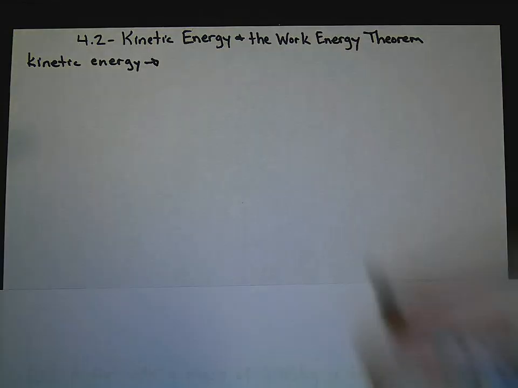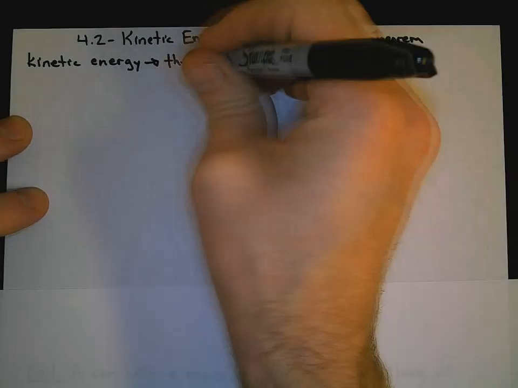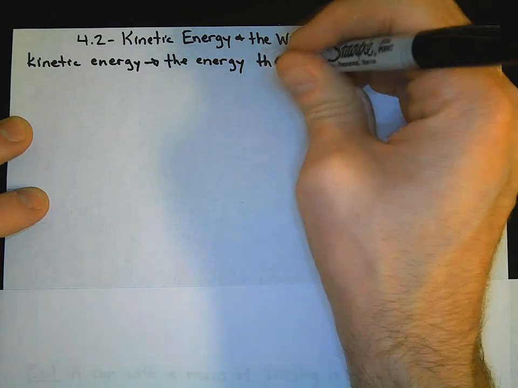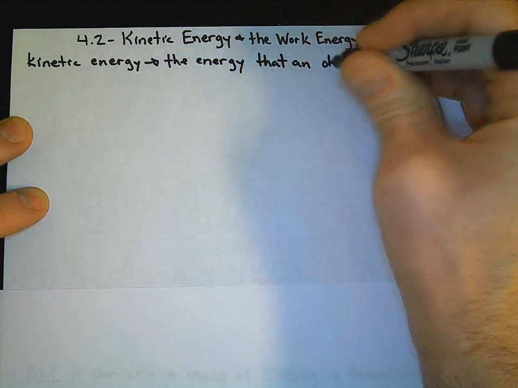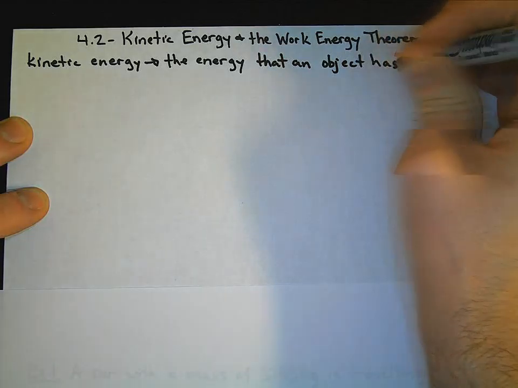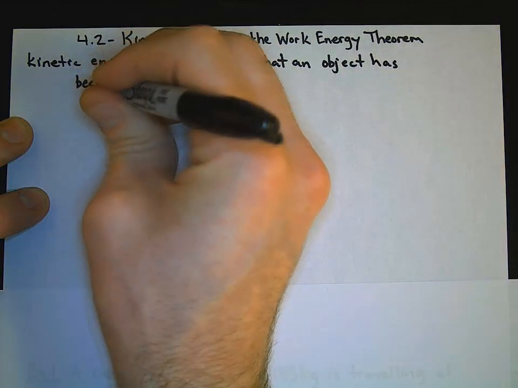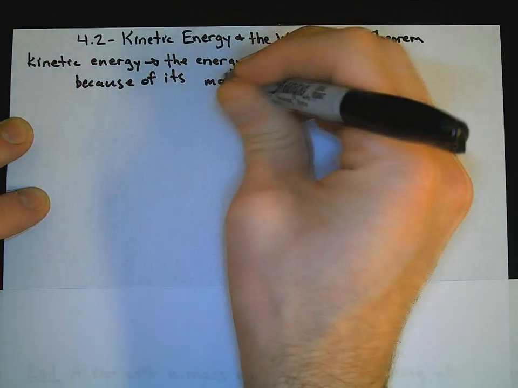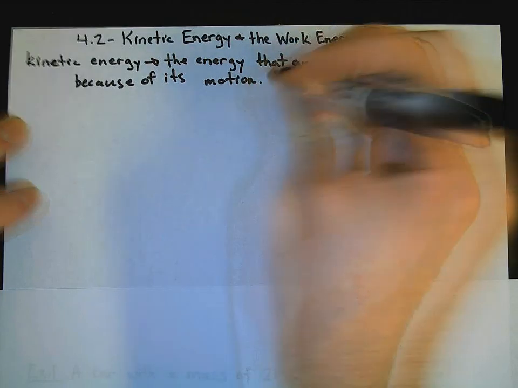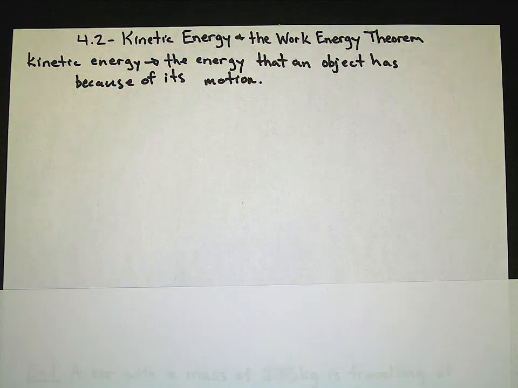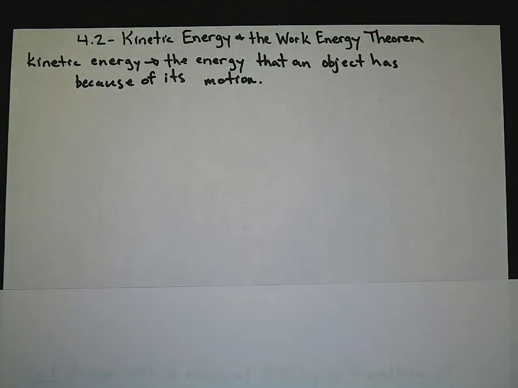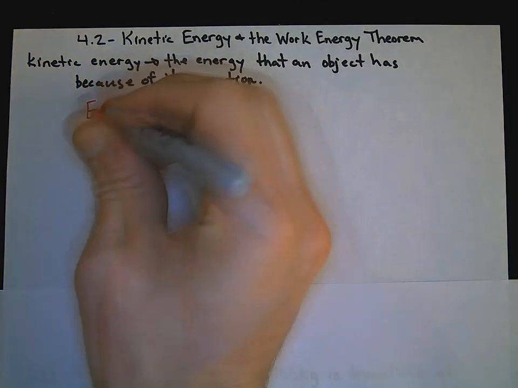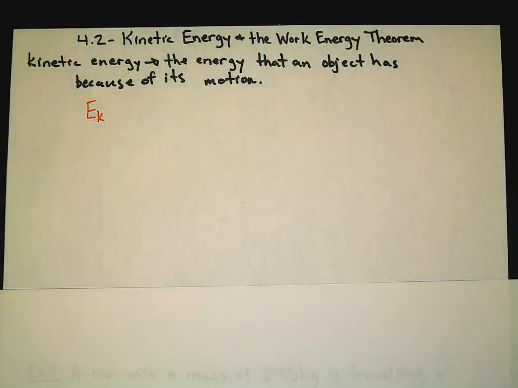And remember that kinetic energy is the energy that an object has because of its motion. And we symbolized kinetic energy using the capital E with a subscript K to represent kinetic energy.